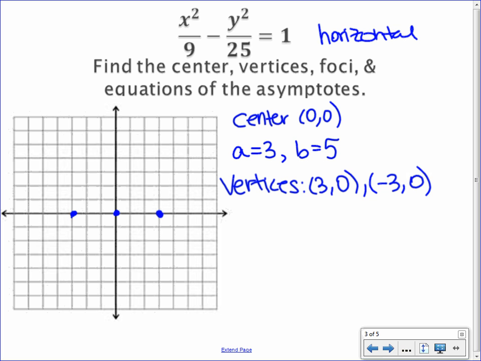Now I'm going to sketch in b and our rectangle very lightly. So my lightly is going to be my green color. Since b is 5, I'm going to go in this case vertically, and I'm going to make a very light rectangle. Our asymptotes, remember asymptotes are dotted lines, right? And we're going to draw our asymptotes through the diagonals.